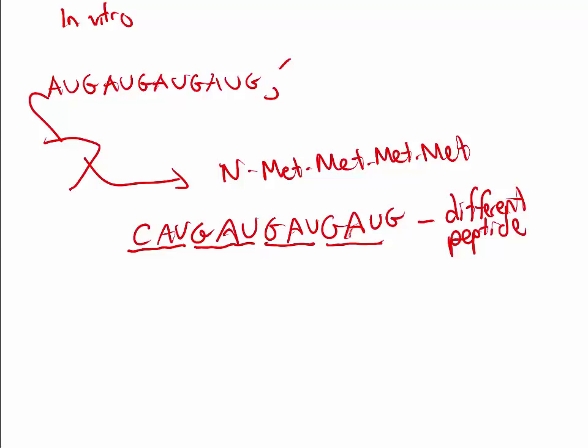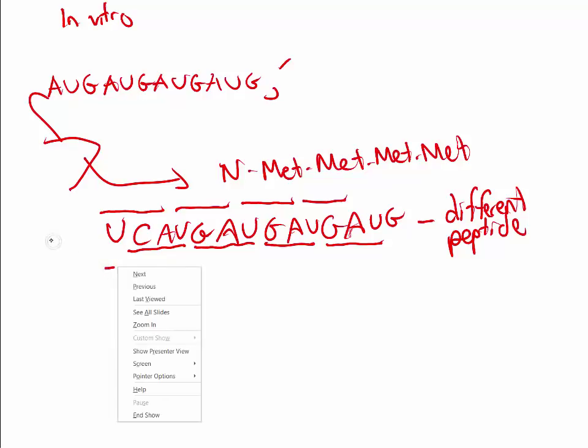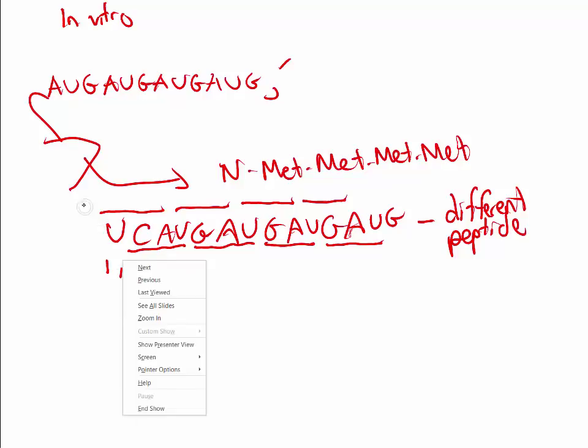And now if we just add 2 bases, so let's add a U here and a C, now we're going to get UCA, UGA, UGA, UGA. So this is our +1, and here's our +2. You get different peptides for +1 and +2.